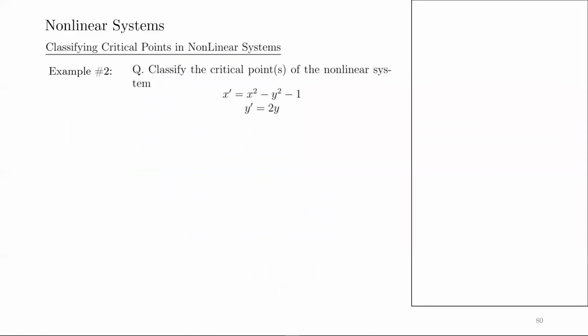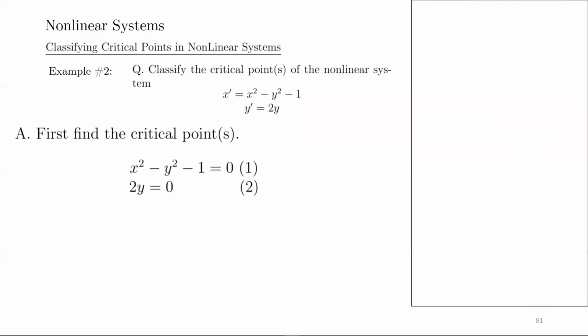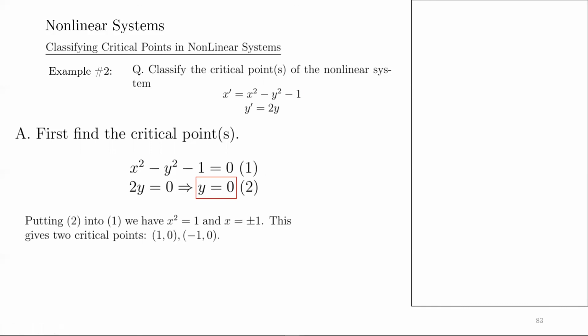So classify the critical points of the nonlinear system here. Again, first find the critical points. So we have to set each of these equations equal to 0. So x squared minus y squared minus 1 equals 0, and 2 times y equals 0. The only way you can satisfy the second equation is y equals 0, of course. And if y equals 0, then x squared minus 1 equals 0, or x is equal to plus or minus 1. So we get 2 critical points: (1, 0) and (negative 1, 0).